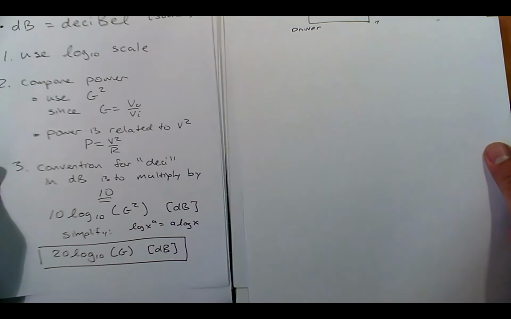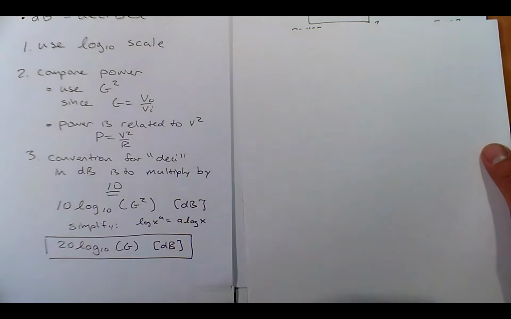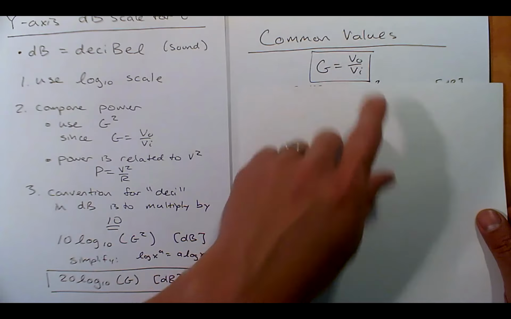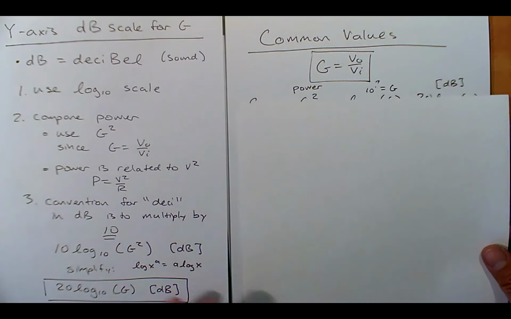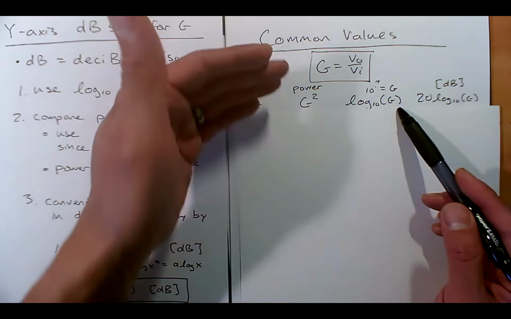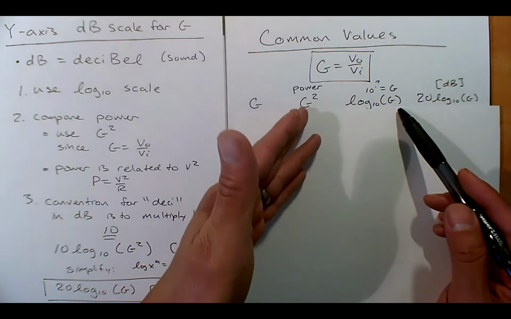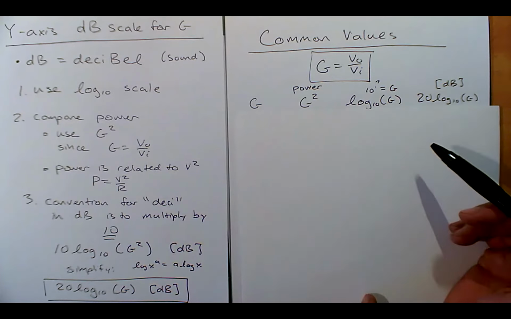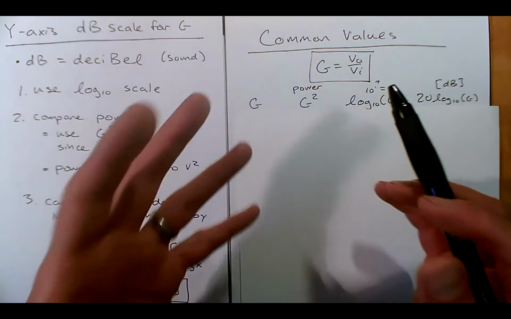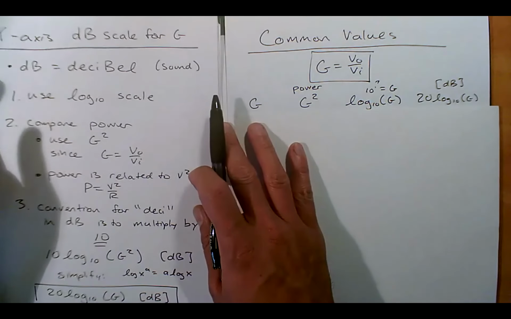Okay, so what does that mean? What that means is if I have G as the output over the input, and I just wanted to plot what are all these things. So just straight up, let's say G, and I want to look at some common values. We can easily do G squared. We can easily do log base 10 of G, and we can easily multiply it by 20, which gives the dB. So that way, if you see some numbers, you know what's up, right?